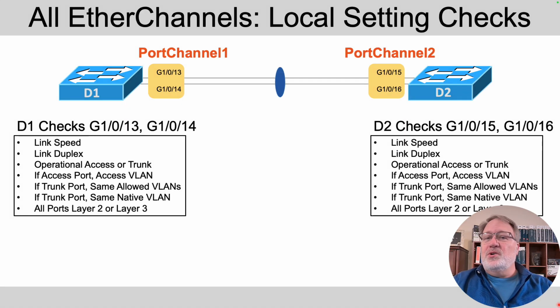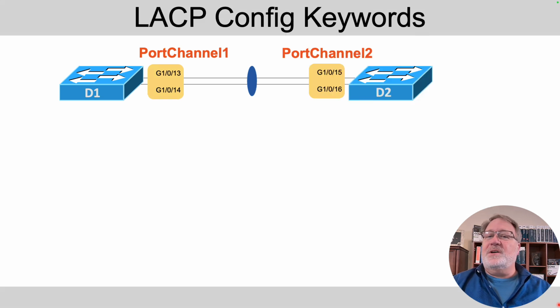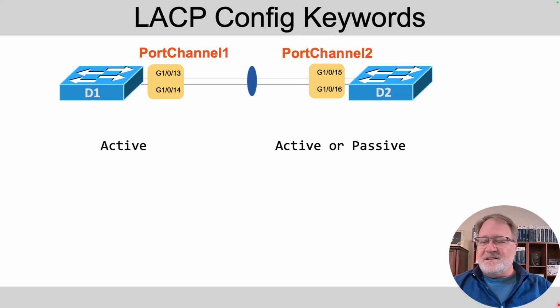So for quick review, no matter how you configure an ether channel, static or dynamic, the local switch does these kinds of checks, all right? So this is not extra that's enabled by using LACP. Now let's talk about LACP. If you configure the channel group command with the active and passive keywords, you're implying that you want to use LACP, and LACP will do this dynamic negotiation to decide if a link should be placed into an ether channel.